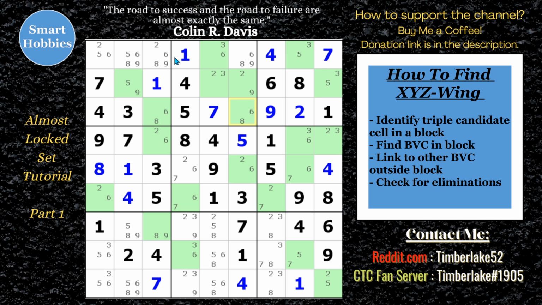So is there a 6, 9 or an 8, 9 out here? Nope. And you go over this way? Nope. So this is not valid. There's no other triples here. There's no triples in block 3. You go to block 4, there's no triples.